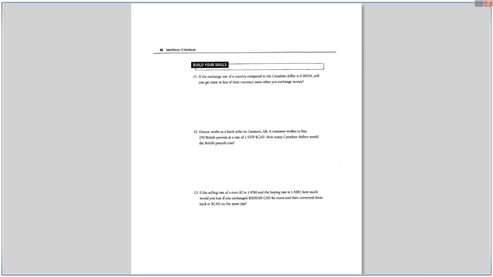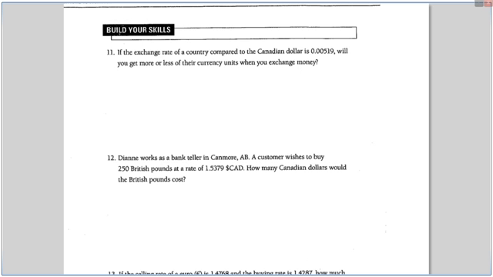Alright, so let's try some of these questions here. It says if the exchange rate of a country compared to the Canadian dollar is here, will you get more or less of their currency units when you exchange the money?